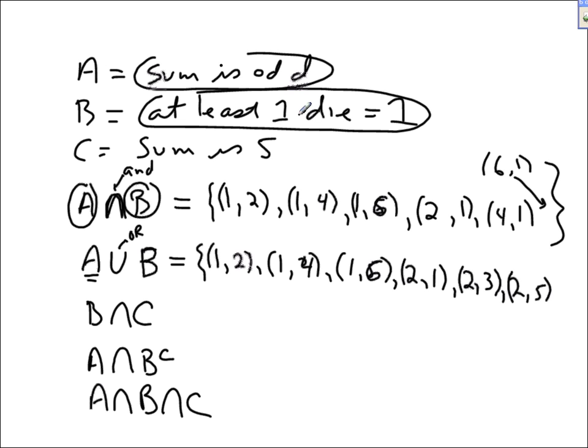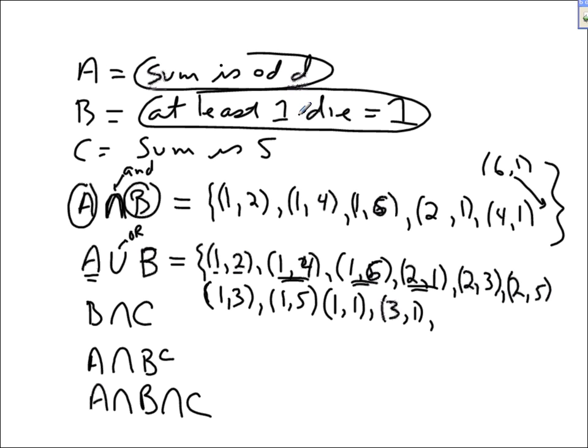Or you can have at least one die with the 1. That is, you can also have a 1 with the 2. You can have a 1 with the 3. You can have a 1 with the 4, which I already put. You can have a 1 with the 5, which I didn't put. You can have 1 with the 6, which I did put. Or the 1 can be second. You can have a 1 with the 1. That's where both are 1s. You can have a 2 with the 1. You can have a 3 and then a 1, a 4 and then a 1.